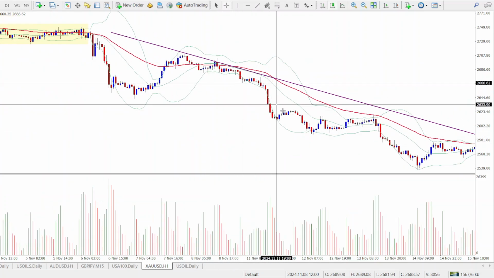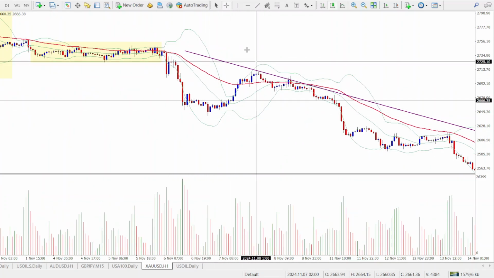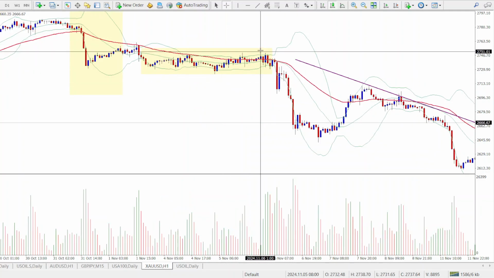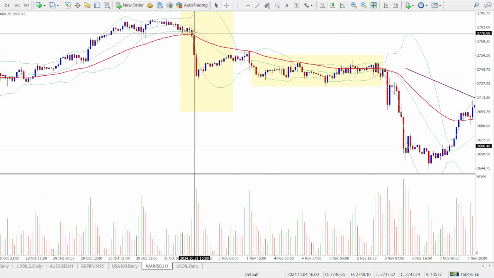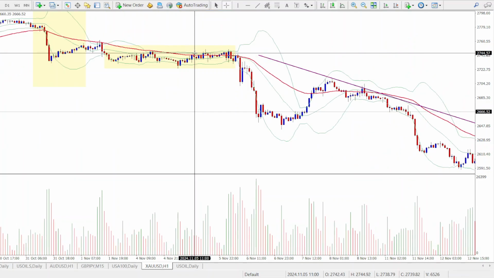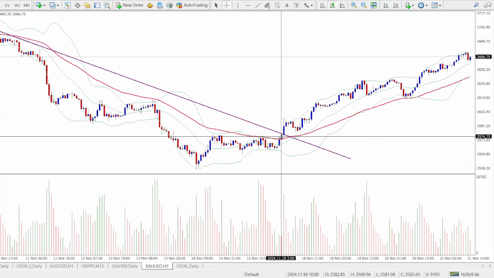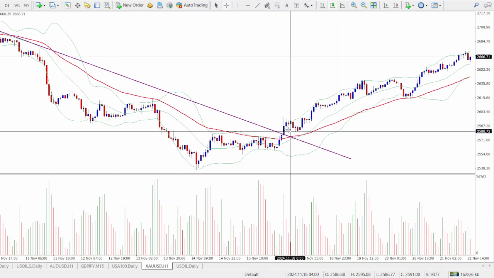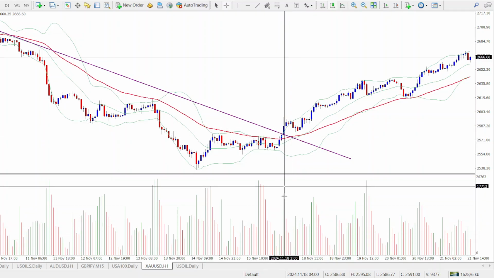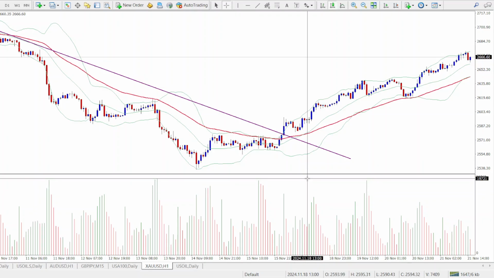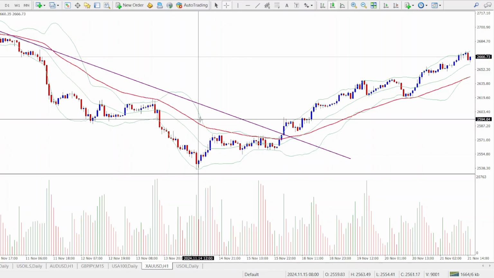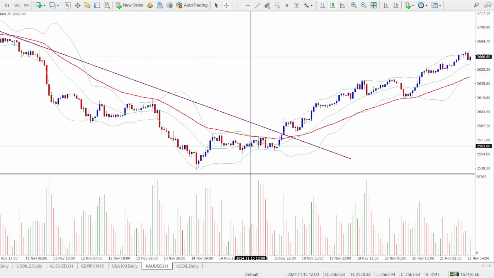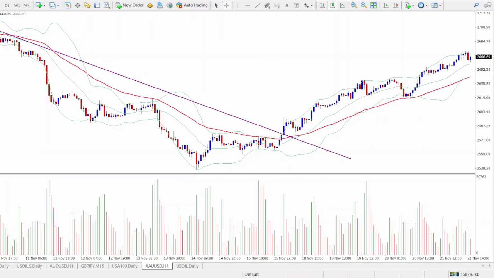Combining the moving averages as well, you can see that at this point we had a breakout both from the moving average and from the Bollinger Bands. Here again, both from the moving average and from the Bollinger Bands, we had a breakout. And here again, we had a breakout and there was an increase in volume. So basically, combining volume analysis with candlestick patterns and other indicators like moving averages and Bollinger Bands can be really effective in identifying good breakout opportunities.